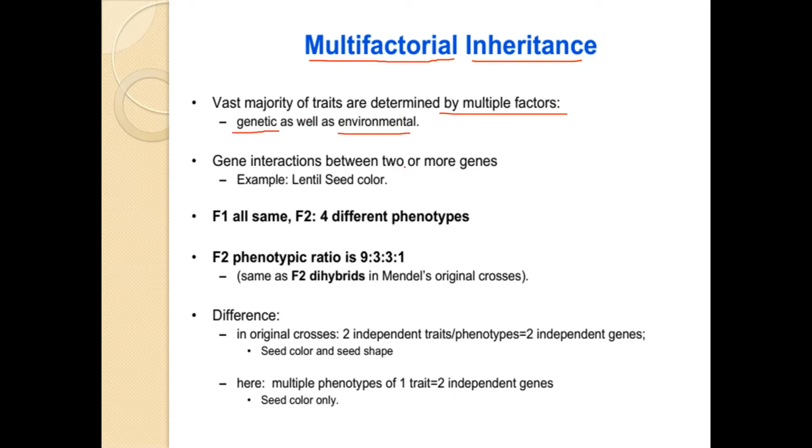So, gene interaction is between two or more genes. For example, lentil seed. We will see the example of it within the checker box and explanation. In gene interaction, the F1 progeny carries a single phenotype, but in the F2 progeny, four different phenotypes are observed. In F2, the phenotypic ratio is 9:3:3:1, and in some cases that may also differ.